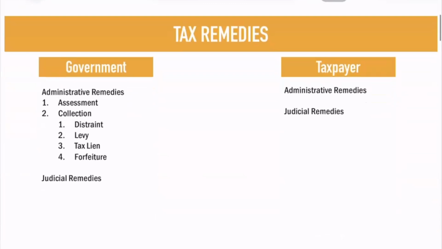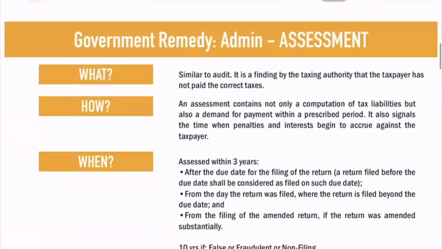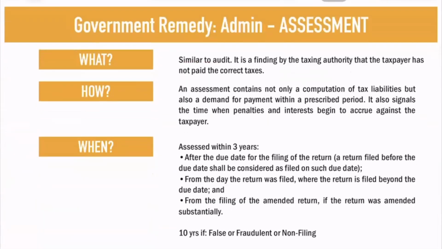So for government, we have tax remedies, either administrative or judicial remedy for assessment and collection. And as we said, the taxpayer also has administrative and judicial remedies to dispute this assessment or recover illegal collections of taxes by the government. Our main focus for this session is purely the assessment. So, government remedy of assessment. What is an assessment?